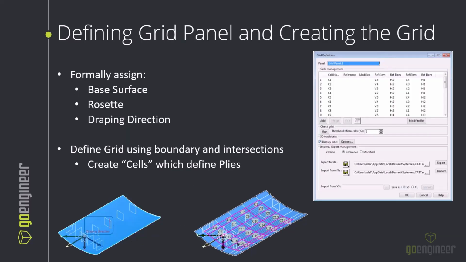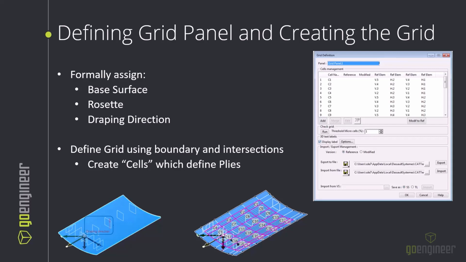So once we've determined our base surface, we're then ready to define our grid and grid panel on that base surface. So in this step, we're technically formally assigning our base surface as well as our rosette. Now, if we've only defined one rosette in the composite parameters, it'll just choose that one by default. But if we define more than one, then we can choose a specific one at this point. And finally, we're also formally assigning our draping direction, where the draping direction is just essentially which side of our base surface we're stacking our plies on top of. So once we've formally assigned these three factors, we're then ready to start developing our grid.